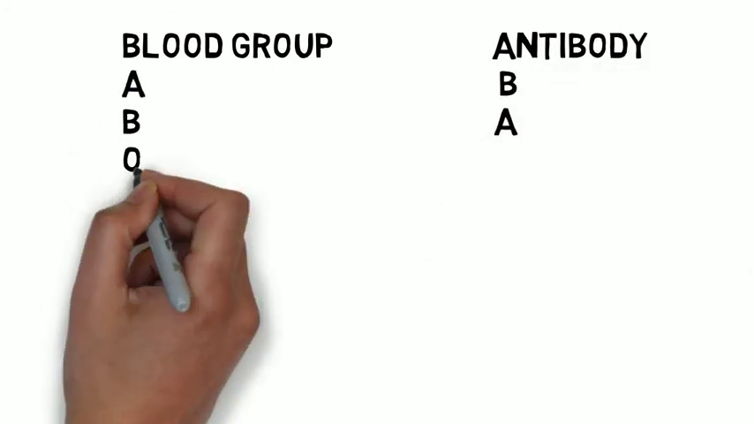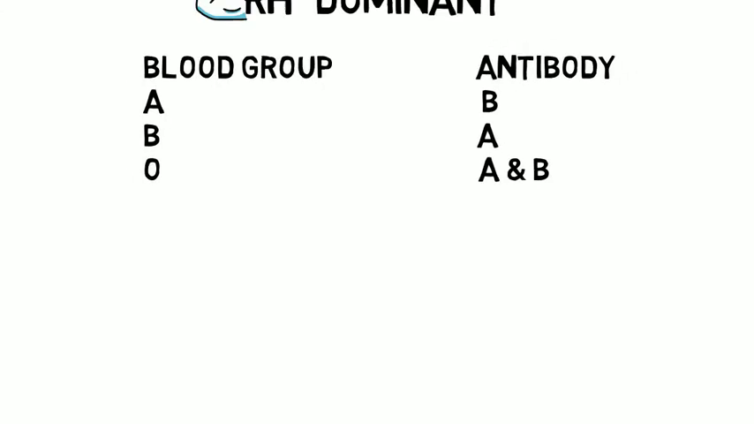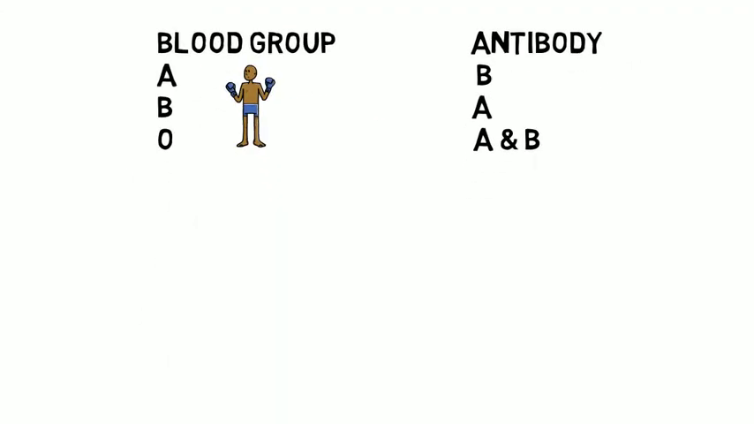Now we'll study blood groups and their antibodies. If blood group is A, then the antibodies will be B. If blood group is B, then the antibodies will be A. Now if blood group is O, then the antibodies will be A and B both.